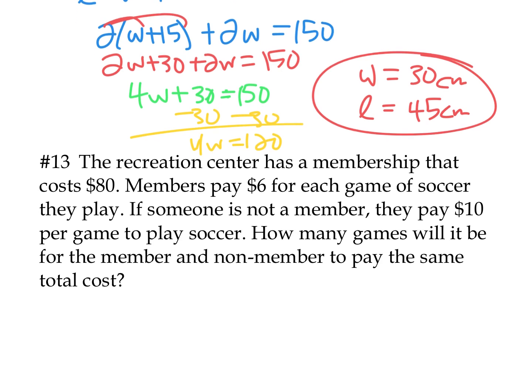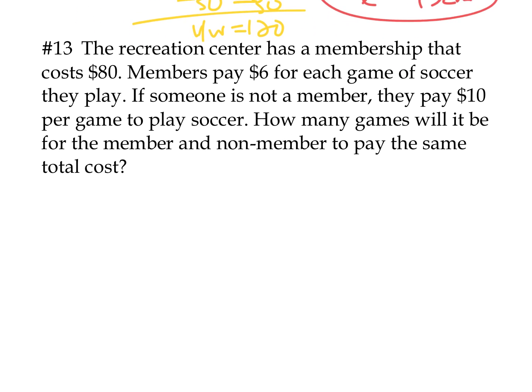One more here. A recreation center has a membership that costs $80, and if you're a member, then you pay $6 to play a game of soccer. So what would that look like? As a member, you'd pay $80 plus $6 for each game. Non-member, so I'll just put N for non-member. The non-member pays $10 per game. We want to see how many games it will be for the member and non-member to pay the same cost. Same means they would have to be equal.